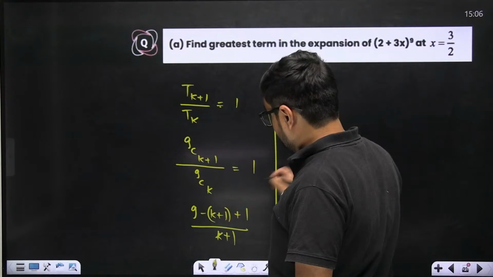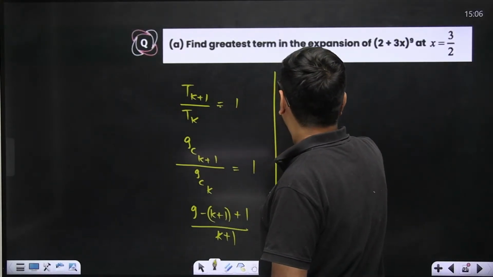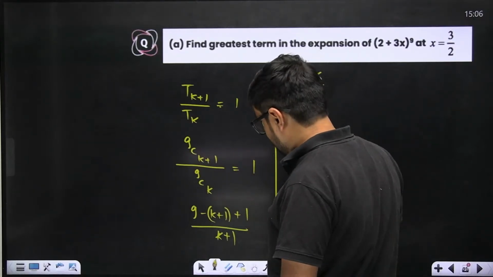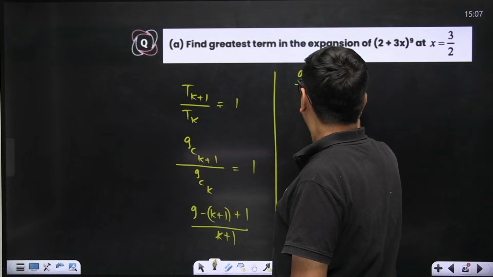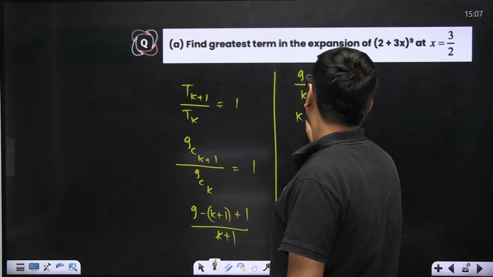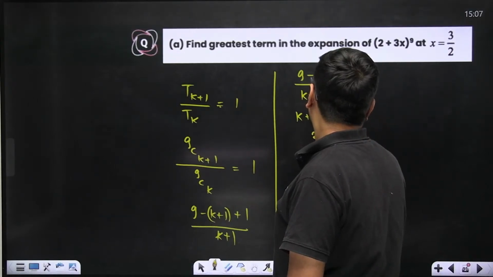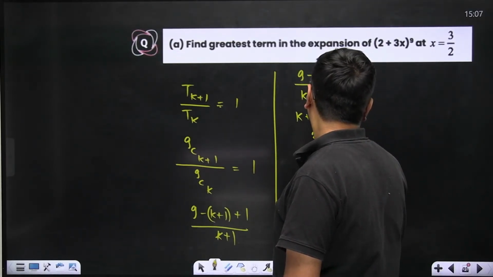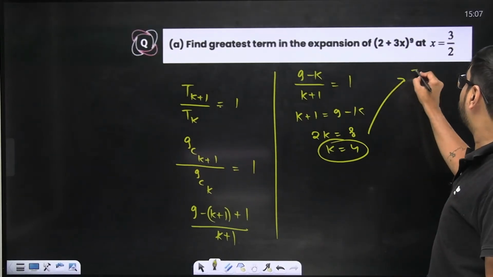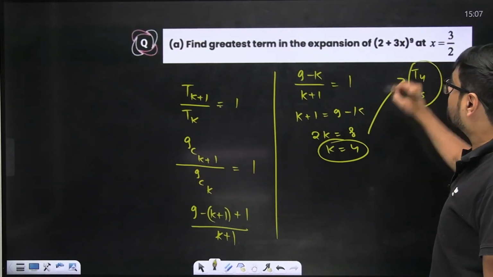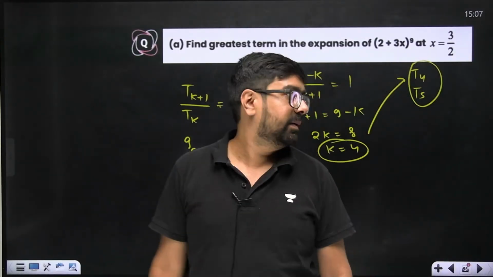So this will become 10 minus 1 plus 1, which will become 9 only. So 9 minus k upon k plus 1 equal to 1. Let's see what k is. k plus 1 equal to 9 minus k, so 2k is equal to 8, k is equal to 4. k is coming as an integer, that means T4 and T5 will be the greatest terms. Simply, T4 and T5 will be the greatest terms.